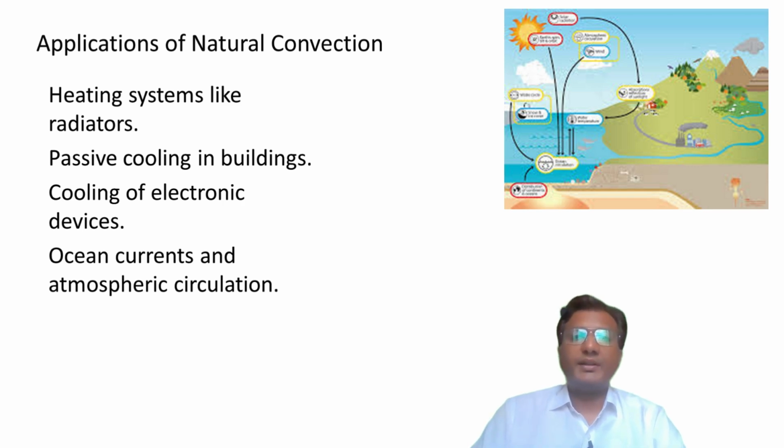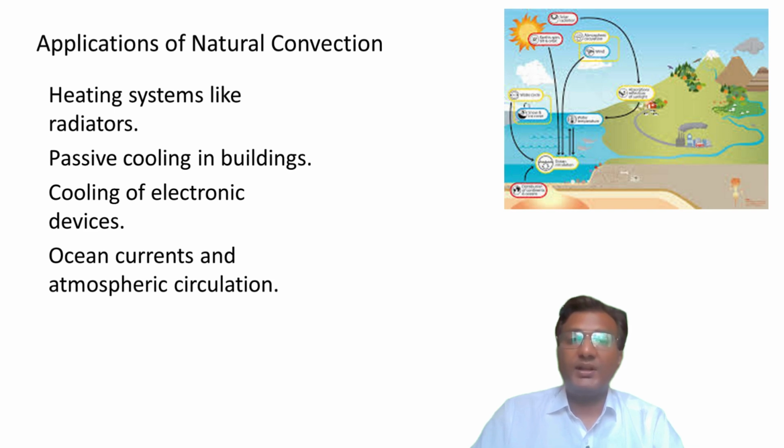So natural convection has diverse applications in engineering and nature. In heating systems, radiators use natural convection to warm rooms as hot air rises and circulates, providing energy efficient heating. Passive cooling in buildings leverages natural convection through ventilation or chimney effects, reducing reliance on mechanical systems and lowering energy cost. Cooling of electronic devices like computers or LEDs often relies on natural convection through heat sinks or enclosures to dissipate the heat without fans, enhancing reliability.